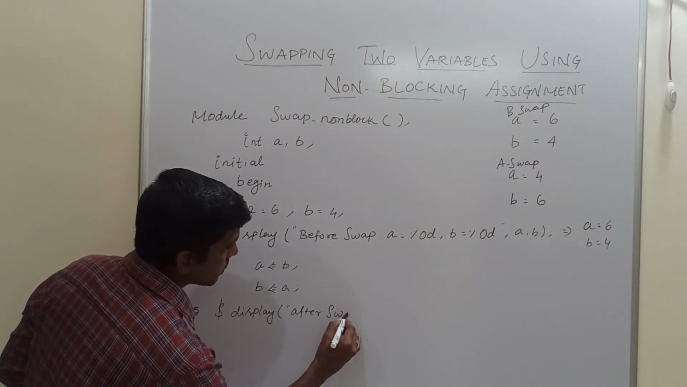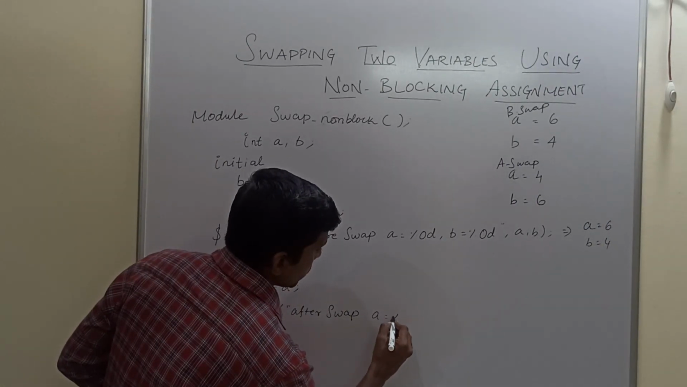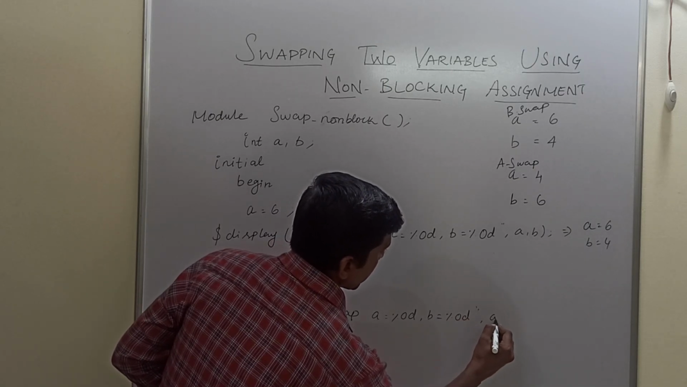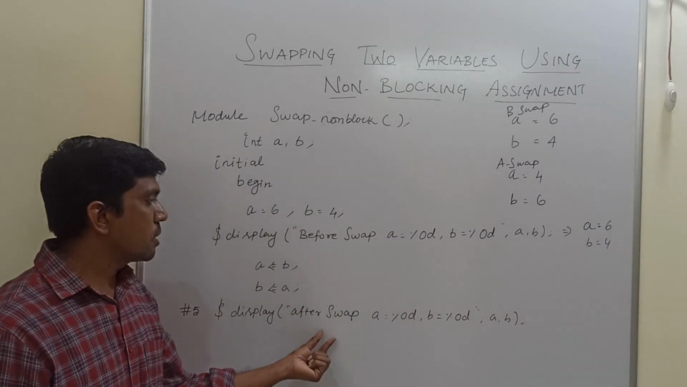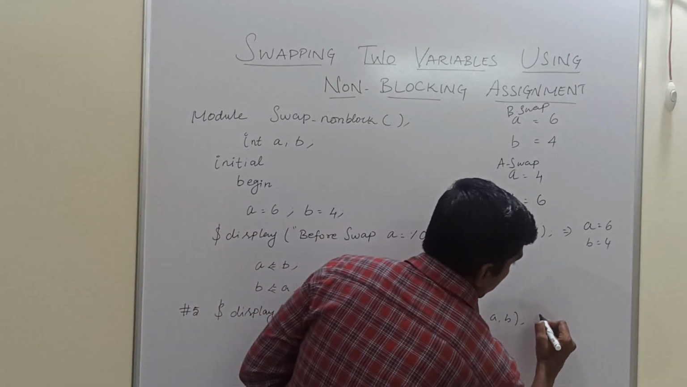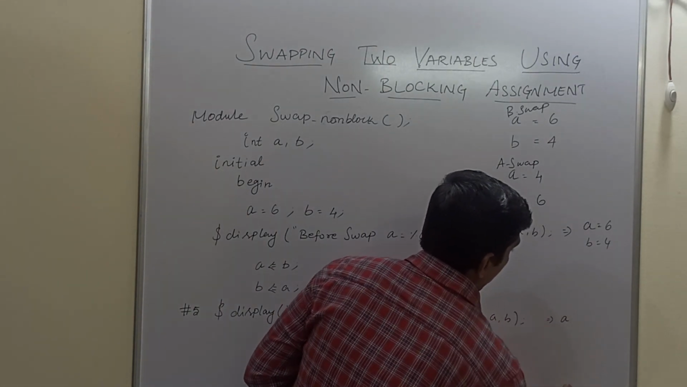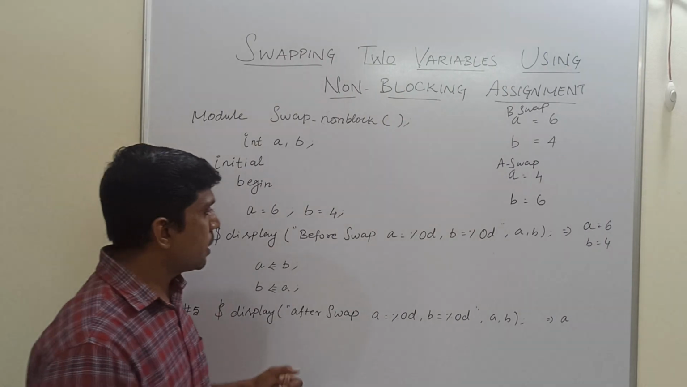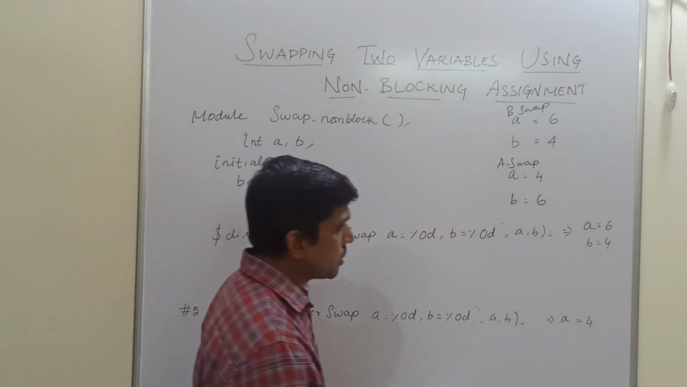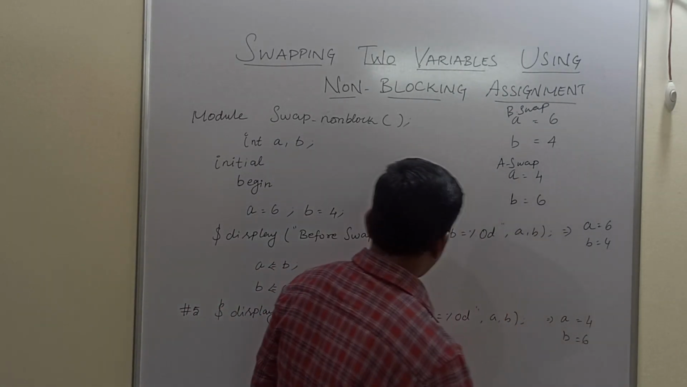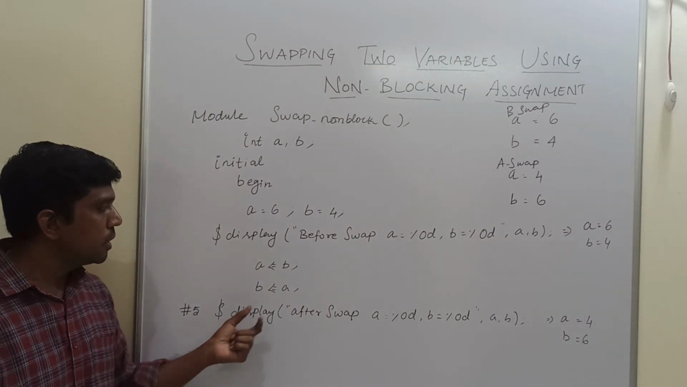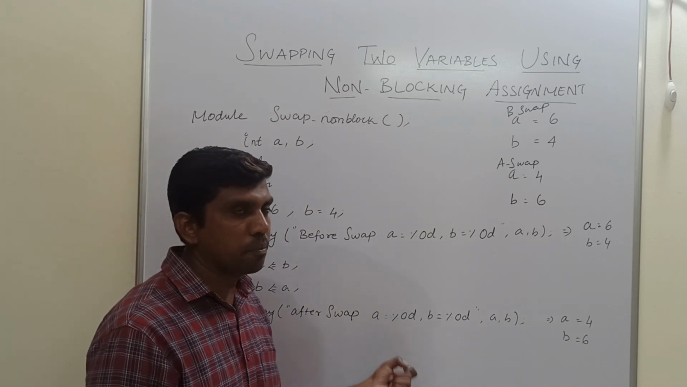After swap, A equals %0d, B equals %0d, A, B. So after swap, the values stored in A and B are displayed on the screen. After execution of this instruction the updation will happen. A equals B, so B value 4 is transferred to A, then B equals A, so A value 6 is updated to B. So after the time cycle only, the A value and B value are swapped.